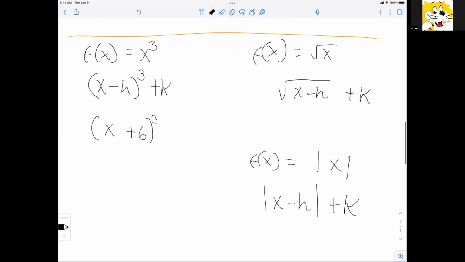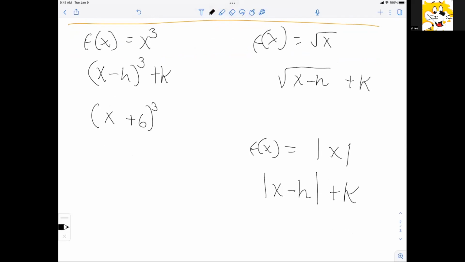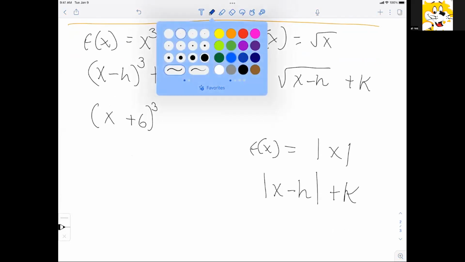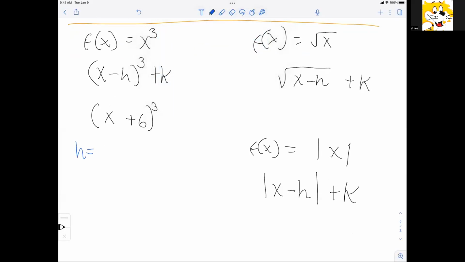So what does that mean? What's my h value here for this problem? My h here is -6. What's my k value? What's outside here? 0. Correct. So this is going to be -6, 0.